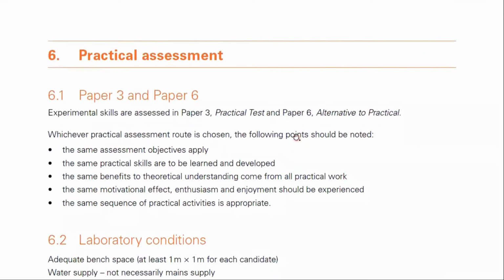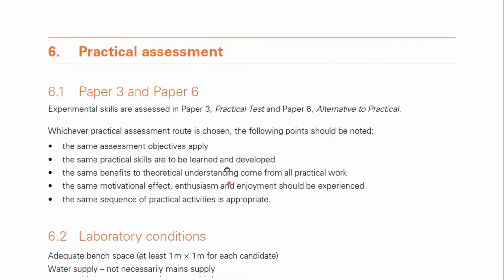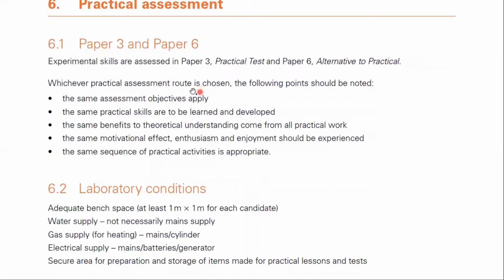Here, when we discuss paper 3 and paper 6, it's basically the practical assessment of students, which is mostly carried out in labs for practice, but when you have to write it down, we usually write all the steps. So basically, whichever practical assessment route is chosen, either paper 3 or ATP, which is paper 6, the following point should be noted: the practical skills are to be learned and developed.